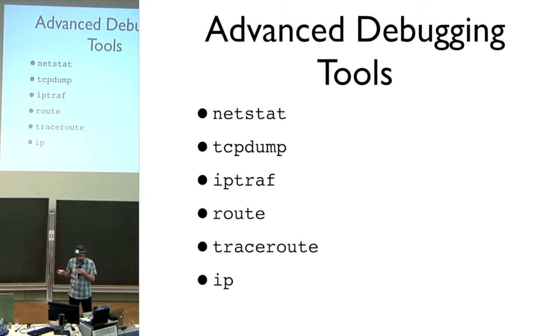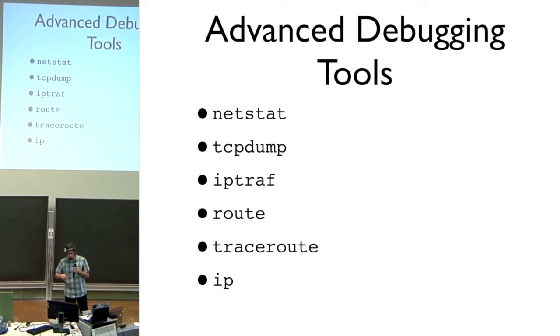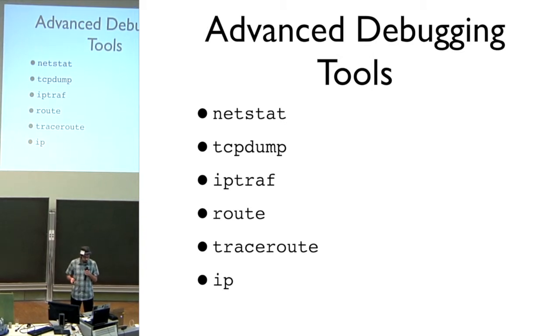We've got a bunch of advanced debug tools. Netstat lets you take a look at what TCP connections are actually open. tcpdump lets you inspect TCP traffic as it's going by. IPTraf is another tool that lets you do more bandwidth-style monitoring. Route lets you take a look at the Linux kernel routing tables and see, well, I'm on multiple networks, how is this packet actually going to go out? Which direction is it going to go? Traceroute lets you trace the network and see which direction packets are going to go.